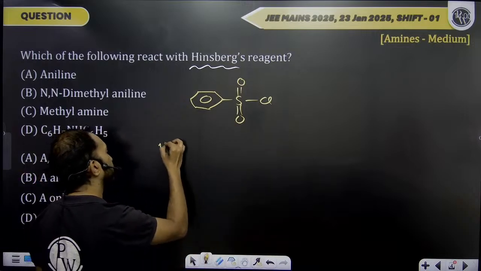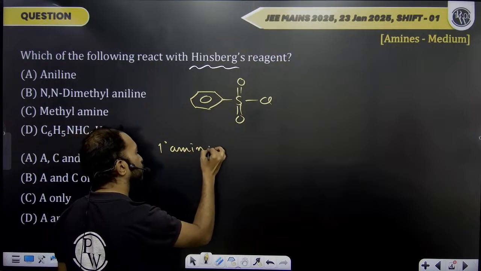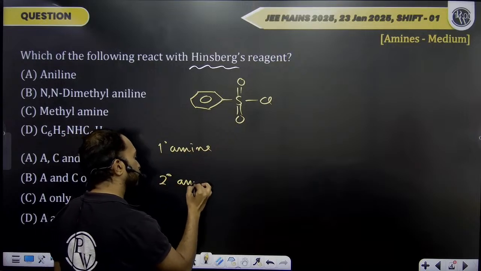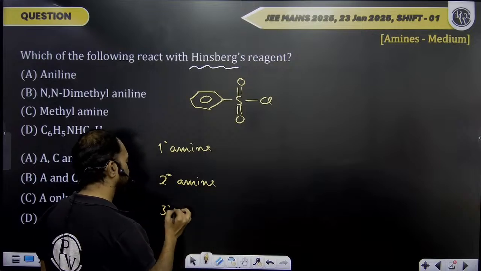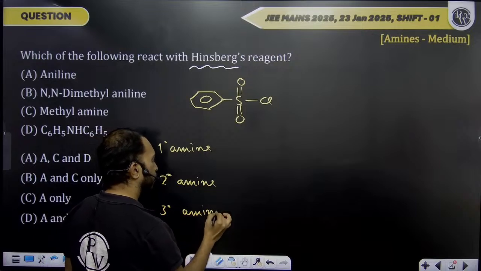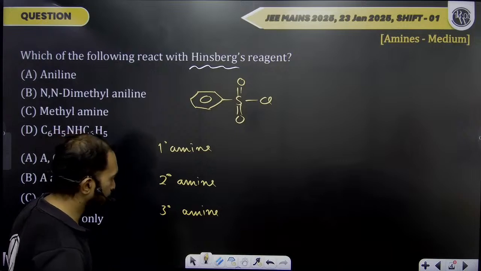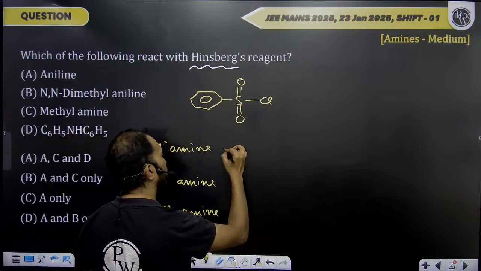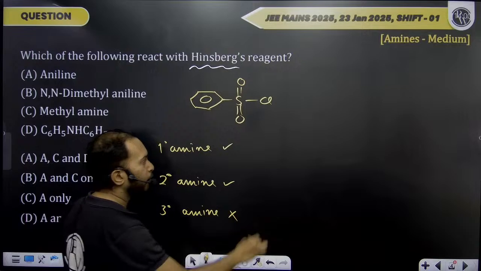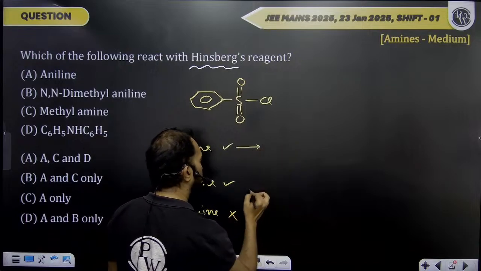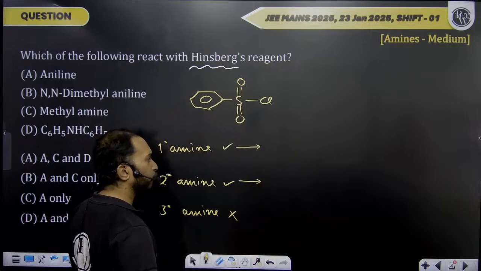Everybody must be remembering that 1 degree amine will react with Hinsberg reagent. 2 degree amine will also react with Hinsberg reagent. But 3 degree amine, because they do not have hydrogen on nitrogen, therefore they do not react. 1 degree amine will react and produce sulfonamide. 2 degree amine will react, this will also produce sulfonamide.